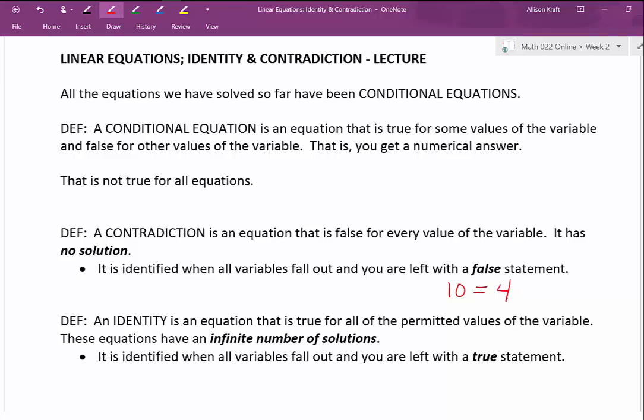An identity is an equation that is true for all of the permitted values of the variable. These equations have an infinite number of solutions. We identify our solution to be an infinite number of solutions when all the variables fall out and we're left with a true statement. -6 equals -6, for example.